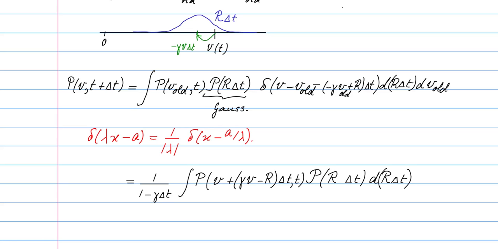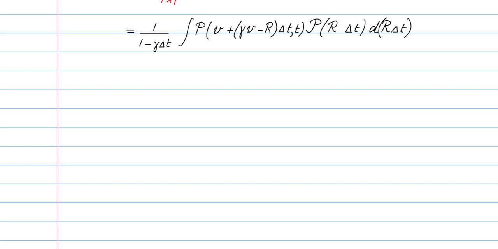And this v old here has been replaced by the remaining arguments in the delta function, so that's v plus gamma v minus r delta t. This is the new v, and the old v is related to the new v in this way, and I still have the Gaussian probability distribution here, and I'm left with only one integral because the delta function has been used to do away with the integral over the v old.